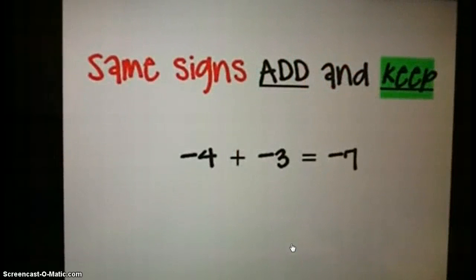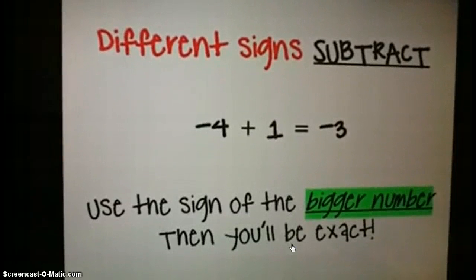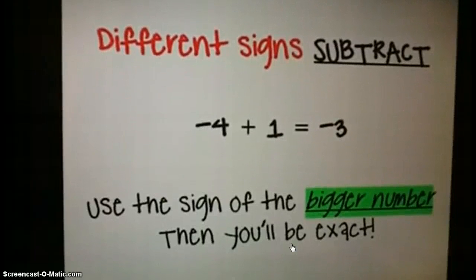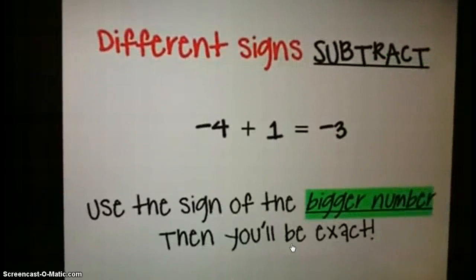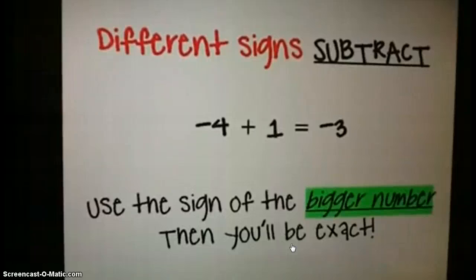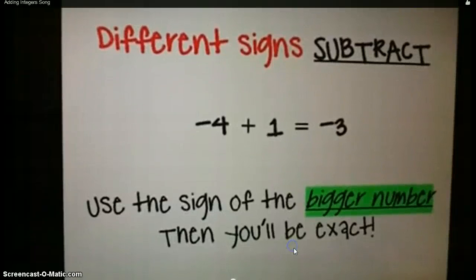Same signs add and keep, different signs subtract. Use the sign of the bigger number, then you'll be exact. Same signs add and keep, different signs subtract. Use the sign of the bigger number, then you'll be exact.